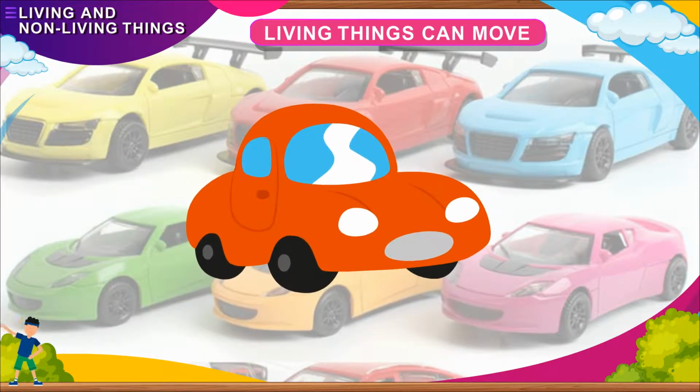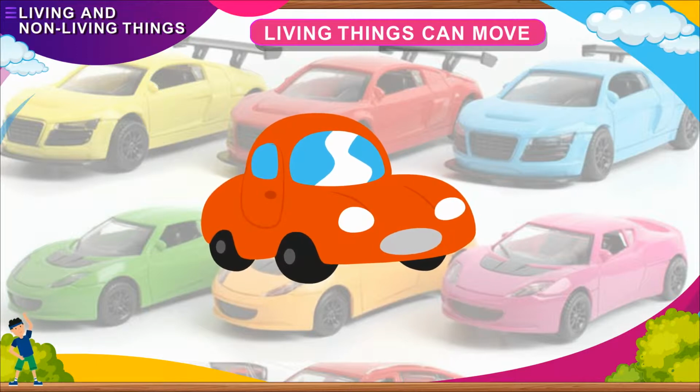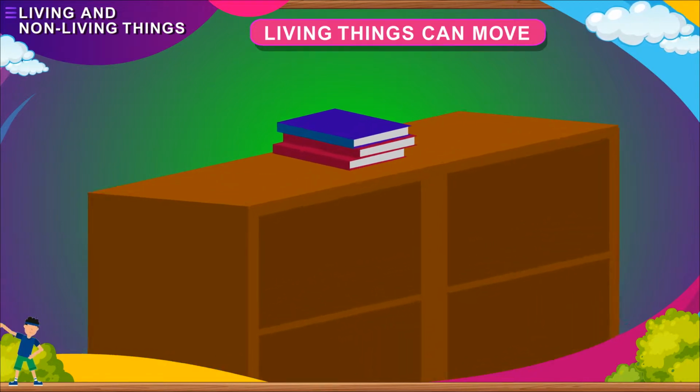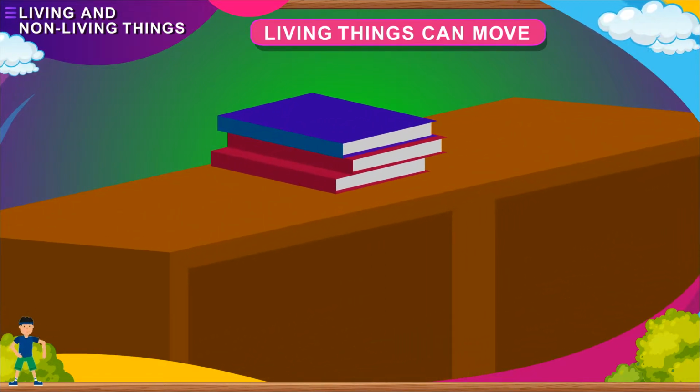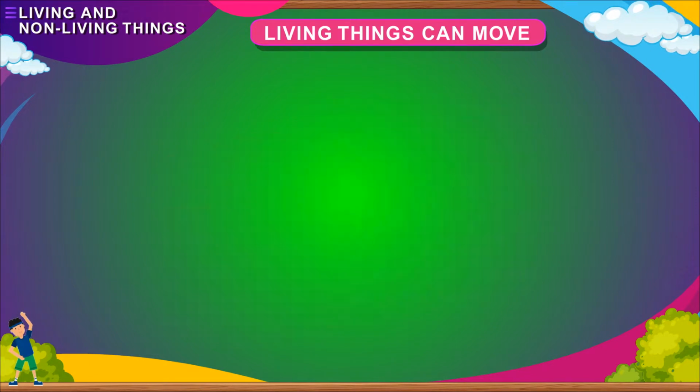Non-living things do not move by themselves. Your toy car will move only when you make it. Look at the table in the picture. Some books are lying on the table. Can these books move on their own? No, they cannot. Can the table move on its own? No, it cannot. Books and tables are non-living things. Non-living things do not move on their own. They can move only if they are pushed or pulled.